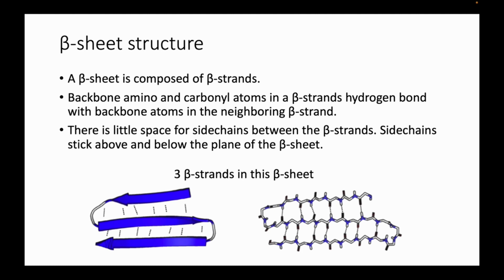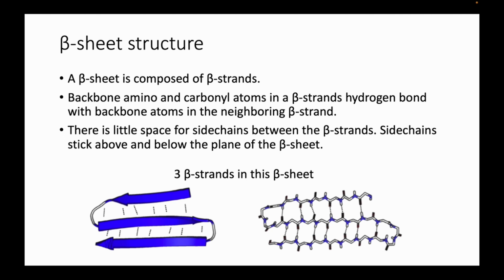Okay, so those are alpha helices. Let's take a look at beta sheets now. So this whole thing that you see here in blue is a beta sheet. Each one of these arrows making it is called a beta strand. So if I'm talking about a beta strand, I mean just one of these. If I'm talking about a beta sheet, I mean the whole thing.